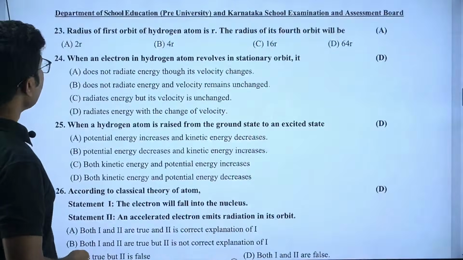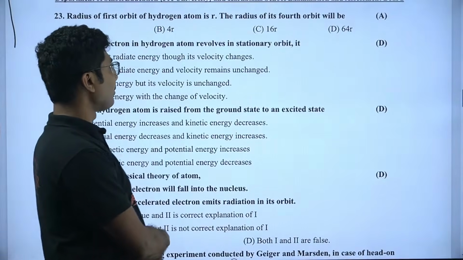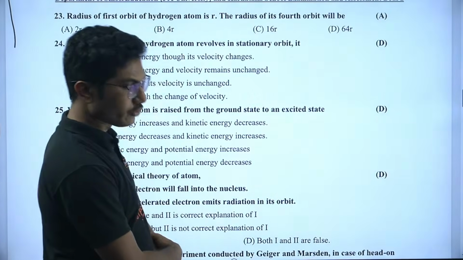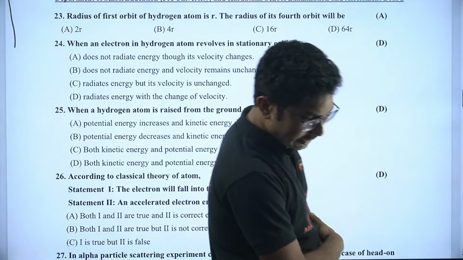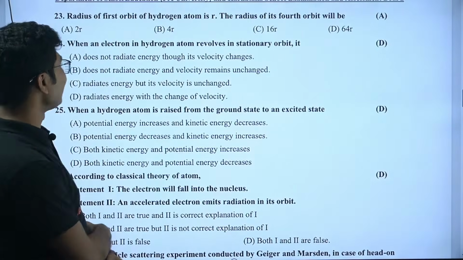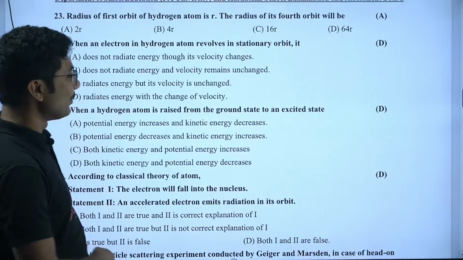Answer this one. Radius of the first Bohr orbit is smaller. The radius of the fourth orbit will be. It is a KCET level question. 23C she answered first, then 23A. No.